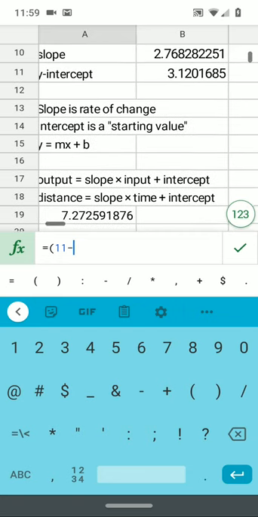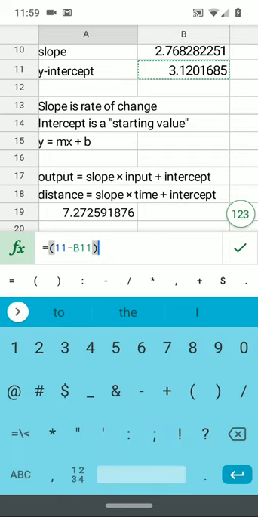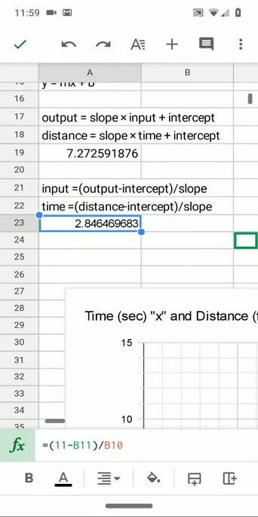I subtract now the y-intercept. In this formula, I always subtract the y-intercept. Whether the y-intercept is positive or negative doesn't really matter to me. The formula will take care of that. I then divide by the slope, and that will then give me about 2.84 seconds, 2.85 seconds.